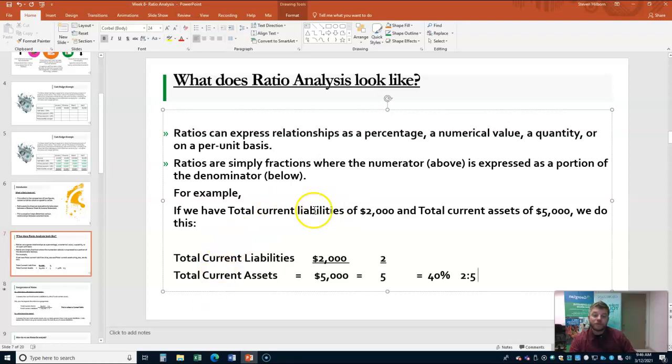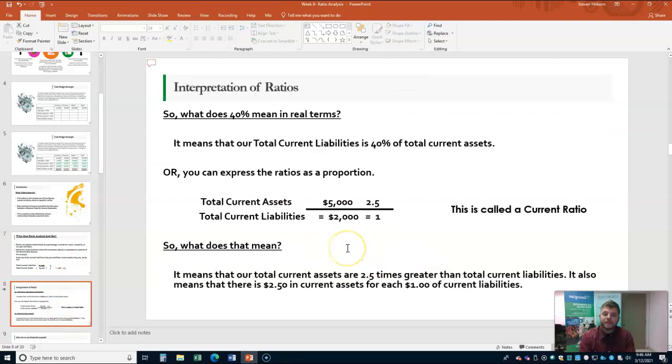So here they're saying they have a total current liabilities of 2,000, total current assets of 5,000, and they're doing this quick ratio of 2 to 5, or 40%. So what does 40% mean? It means that our total current liabilities is 40% of our total current assets.